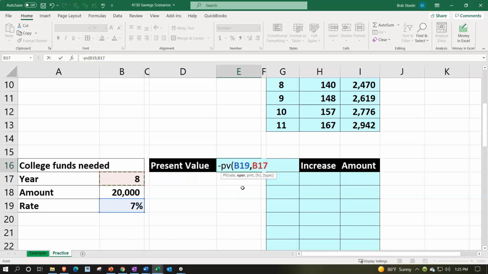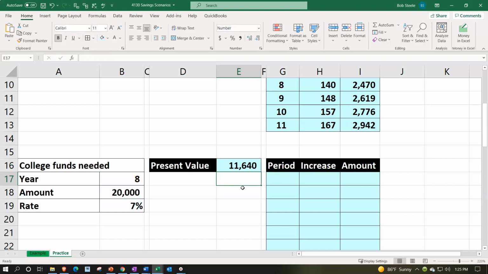Pulling that data from the left-hand side is common practice when you're building your worksheets. Comma, we're not having a payment because it's not an annuity, so 2 commas, future value, the 20,000. That's how much we need in 8 years. How much is the equivalent amount today if we can grow it at 7%? Building suspense here. Enter. 11,640. So if we put 11,640 in today, earning 7% for 8 years, we would be at the 20,000 that we need in that time frame.